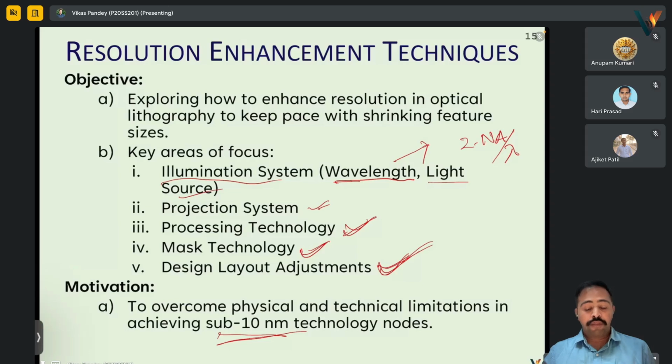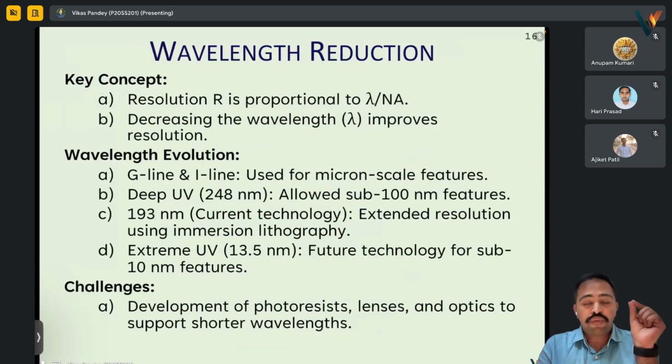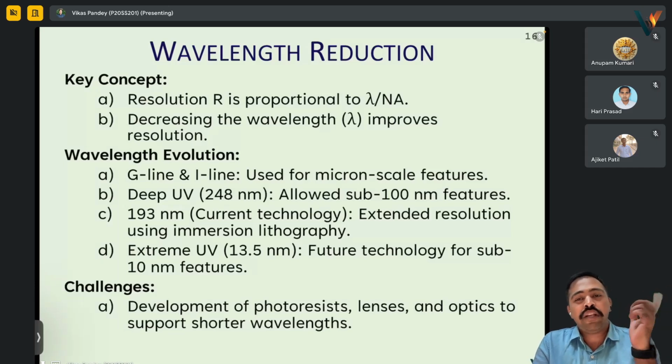Okay, so the first way is wavelength reduction. Since we know that resolution R is proportional to lambda upon NA, it's not NA upon lambda. So will the resolution increase by increasing lambda or decrease by increasing lambda now?